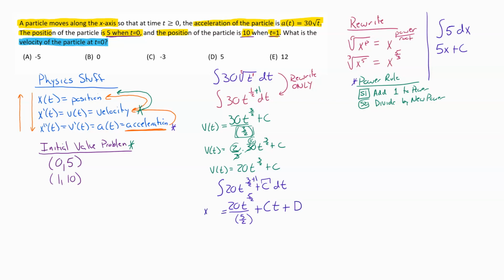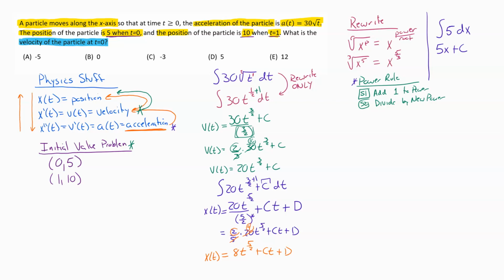So this is now my original position function. And here again, before I use it any further, I want to simplify it as best I can. So again, I'm going to flip this bottom fraction. That's going to be 2/5 times 20t to the 5/2 plus ct plus d. And now I can cancel a 5 out of those. That would be a 4 on top. And so here I get 2 times 4, which is 8t to the 5/2 plus ct plus d. And that is now going to equal my position function.